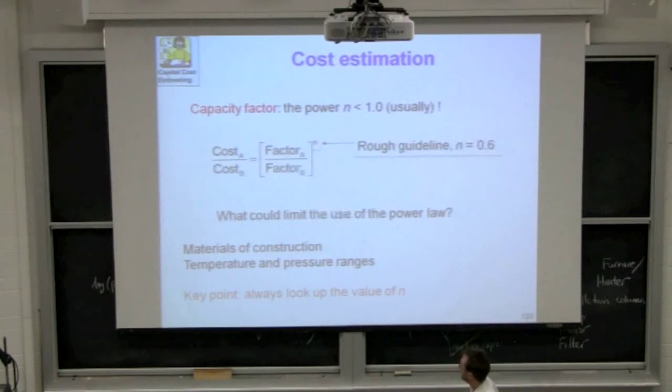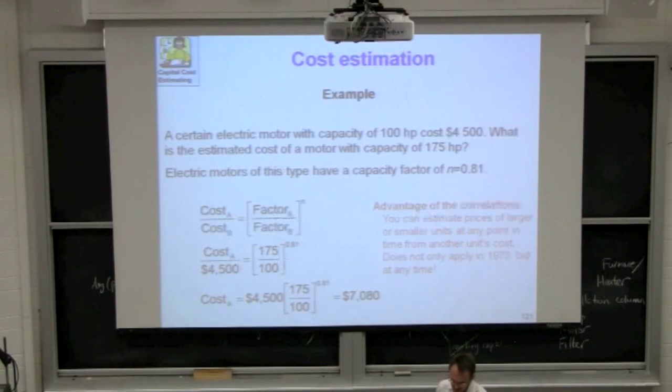So before we get to the example, just to point out that the number n is usually 0.6. It's also known as the 6/10 rule. But it is a good idea to go look up the actual exponent for various equipment, because it's not always 6/10 for every equipment. If you have absolutely no idea what the exponent is, then using 6/10 is quite okay. But we can do better than that.